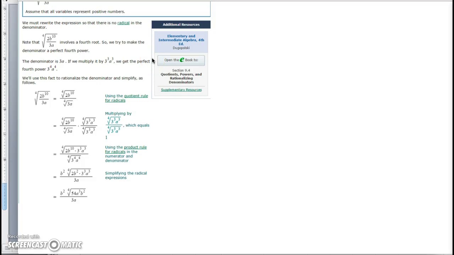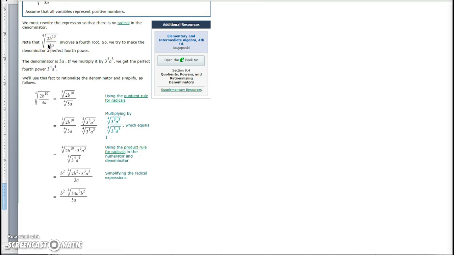Okay, let me see if I can try to explain this problem a little bit more. I'm not going to retype it because it's already written up here. But what you notice is there's a radical that goes all the way over the denominator right here, and that's a problem because we consider that not simplified.